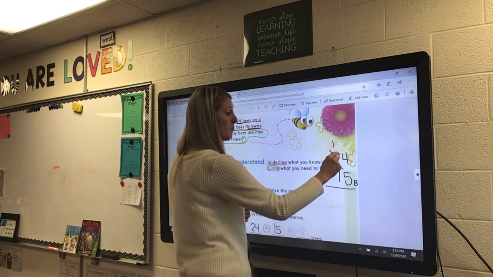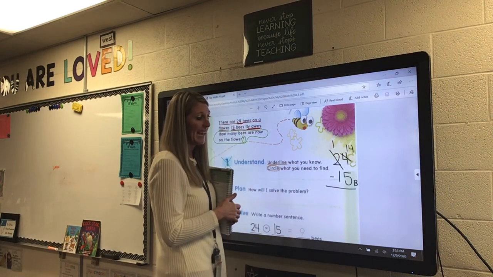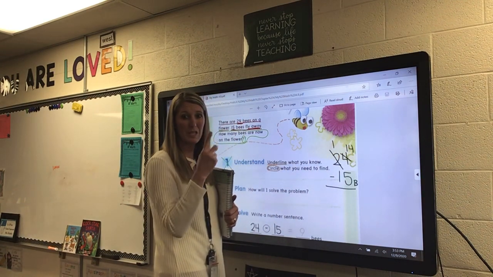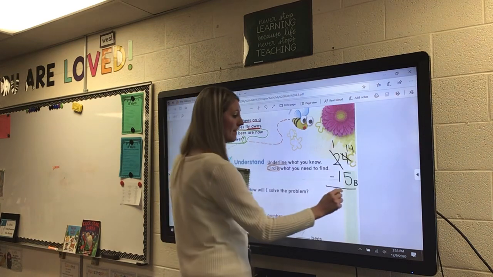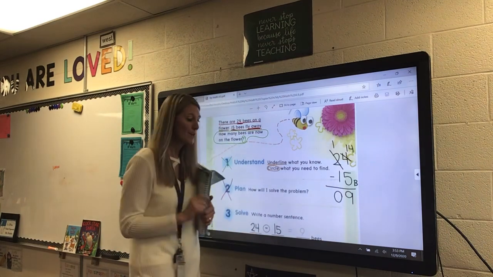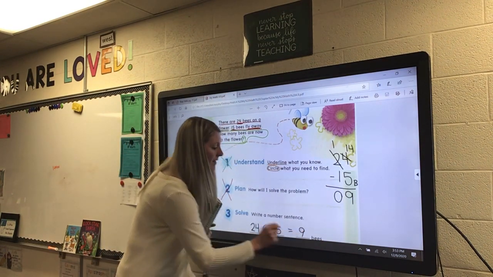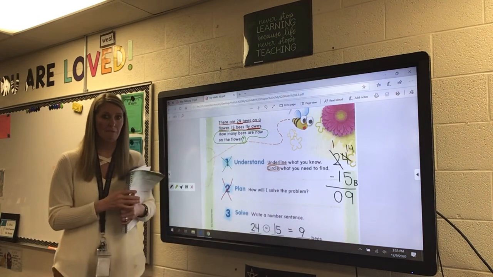I'm going to move that 10 over here, so now I have 14. And I'm going to take 5 away. So 13, 12, 11, 10, 9. And 1 minus 1 would be 0. So 9 is my correct answer. So there are 9 bees left.